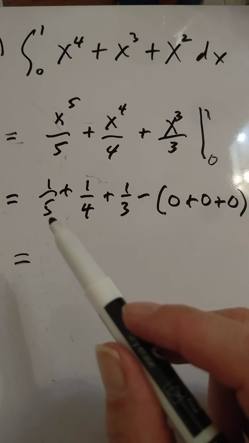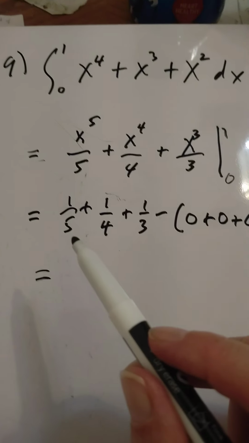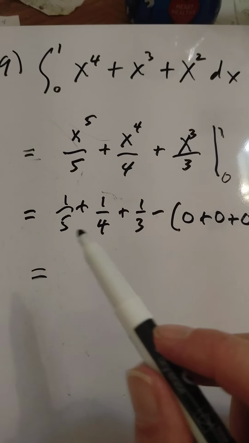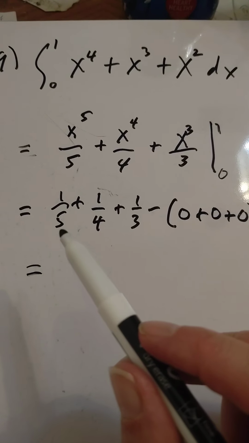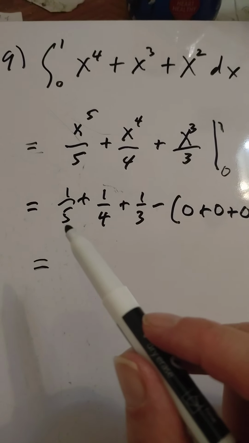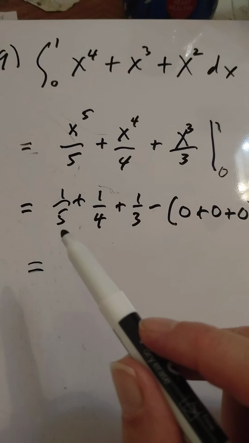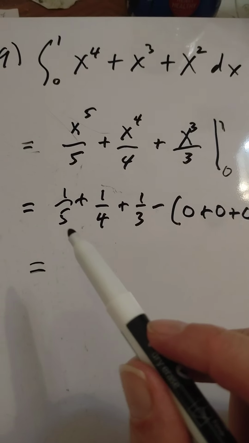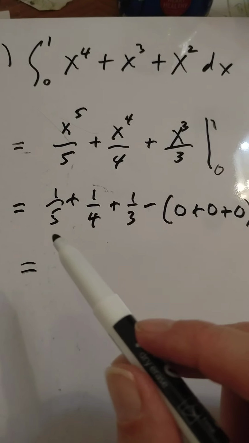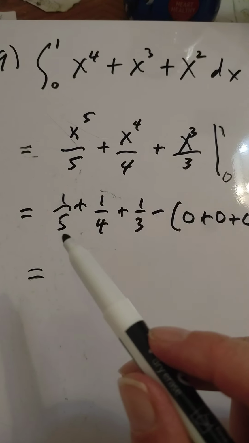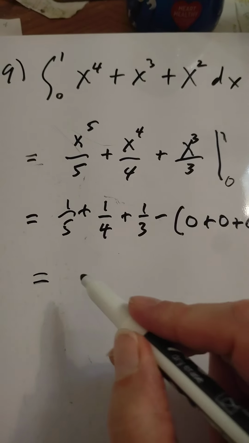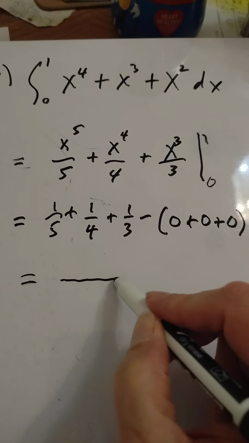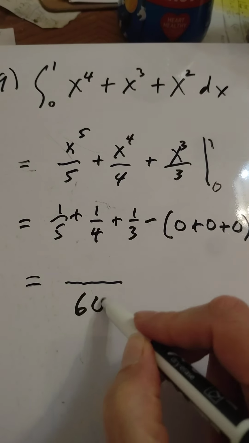5 times 5 is 25, that doesn't work. 5 times 6 is 30, that doesn't work because 4 does not go into 30. 5 times 7 is 35, 5 times 8 is 40, 5 times 9 is 45, 5 times 10 is 50. So far, they both don't go in. And then 5 times 11 is 55, that doesn't work. But 5 times 12 is 60, so 60 is going to be my least common denominator. So I'm just going to draw a fractional bar with 60 on the bottom.